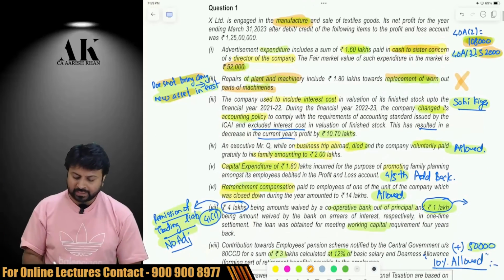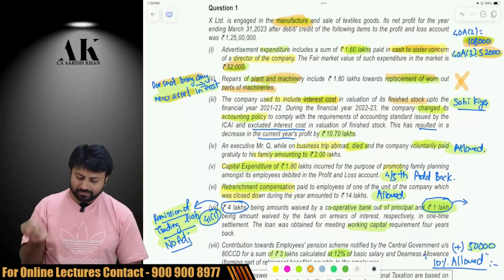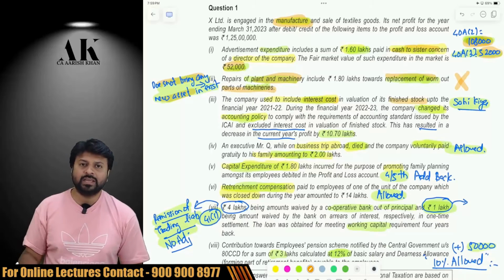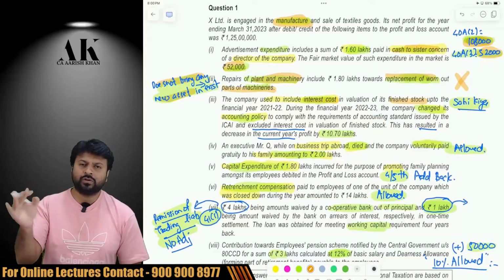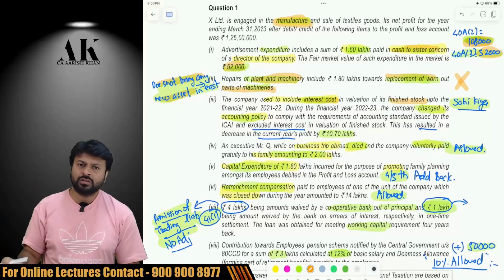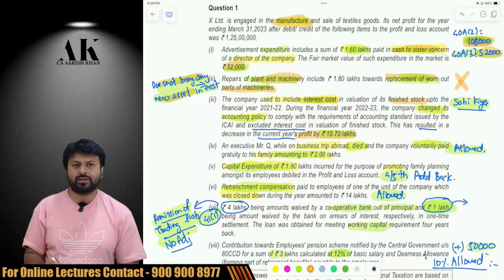Okay. Next one, till last year, the company used to include interest as a part of its stock. But from this year onwards, they have changed this and they have excluded interest from the stock valuation, opening and closing stock. Actually speaking, you should not include interest as a part of your stock. Interest should never form part of the stock. So in the current year, the company is doing things correctly, and they have given the effect also of that in the P&L account.